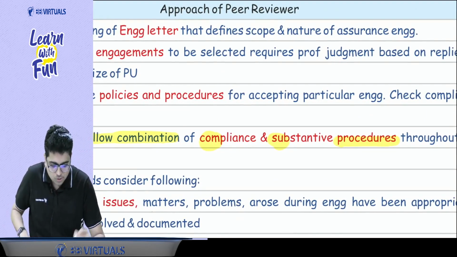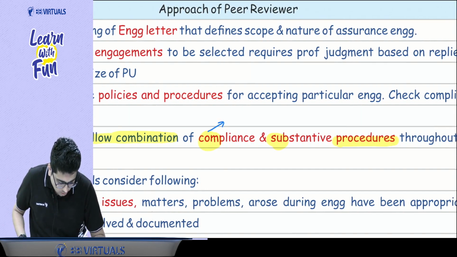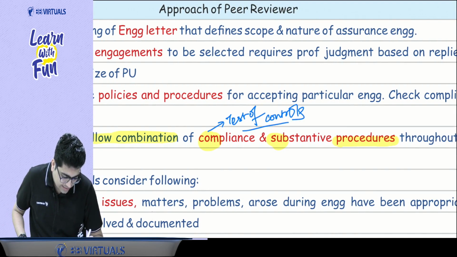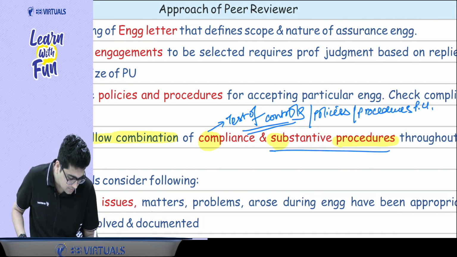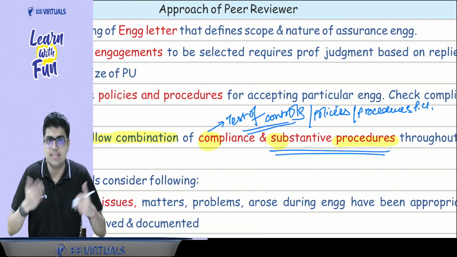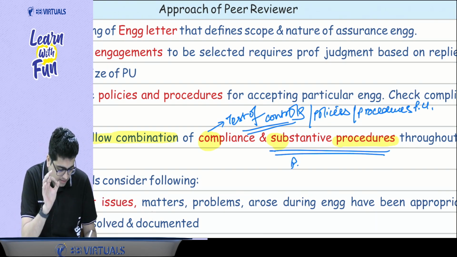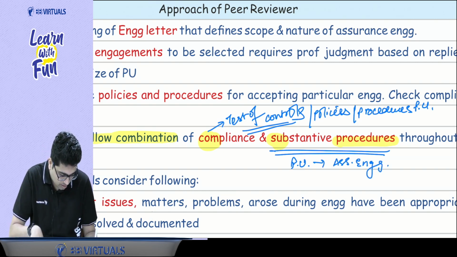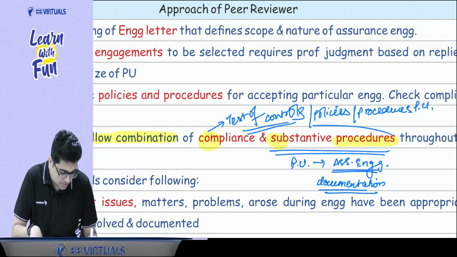Sir, what are compliance procedures? Test of controls, or you can say test of policies and procedures which are in place by the practicing unit. Sir, what is substantive procedure? I think we have already discussed. Still, I will tell you. In case the practicing unit has performed any assurance engagement, checking the documentation of that audit, that documentation check is called substantive procedure.